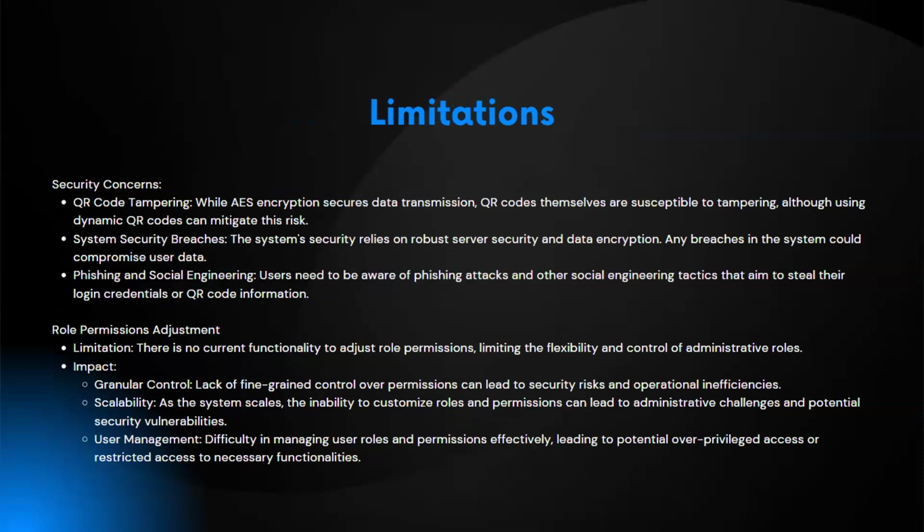Limitations: while our system offers significant advantages, limitations exist. Security concerns: while encryption and JWTs protect data during transmission, QR codes themselves are vulnerable to tampering. Next is code-based permission adjustment. Further development is needed for fine-tuning role-based permissions. If we have to add more different roles, we don't have a permission panel for these roles.